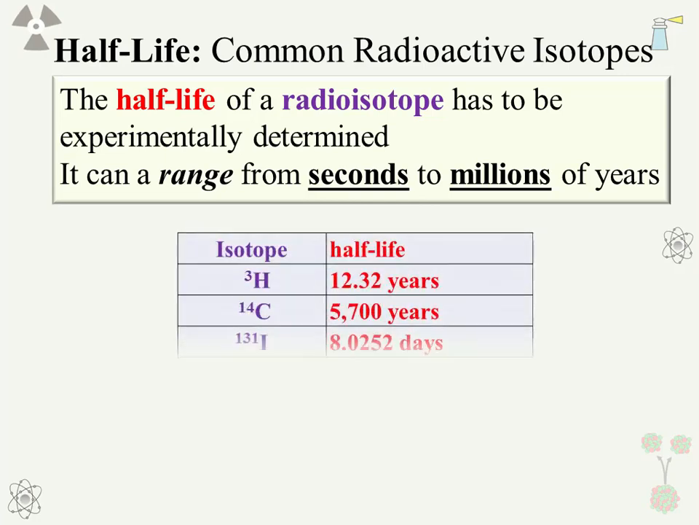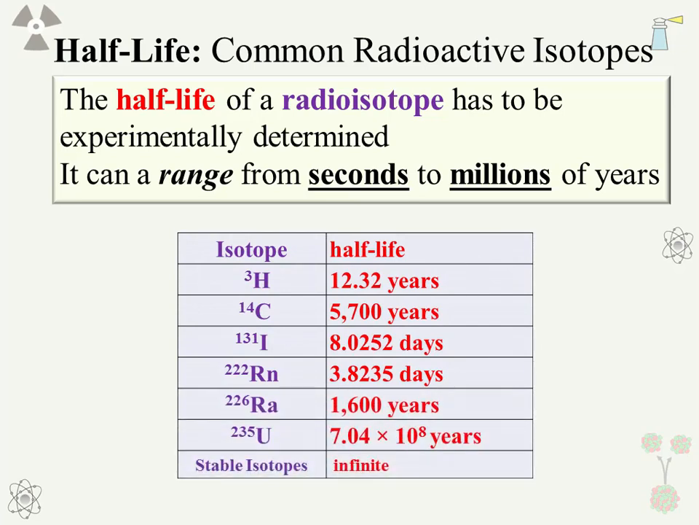Here's a list of specific half-lives for common or important radioisotopes. Some are on the order of days, and some are much longer. Stable isotopes will be treated as if they do not decay, and therefore have an infinite half-life. Look at the half-life for uranium-235. It is the parent nuclei for some fission reactions. It has a half-life in the hundreds of millions of years. That stuff stays around forever, and is why it is so dangerous.